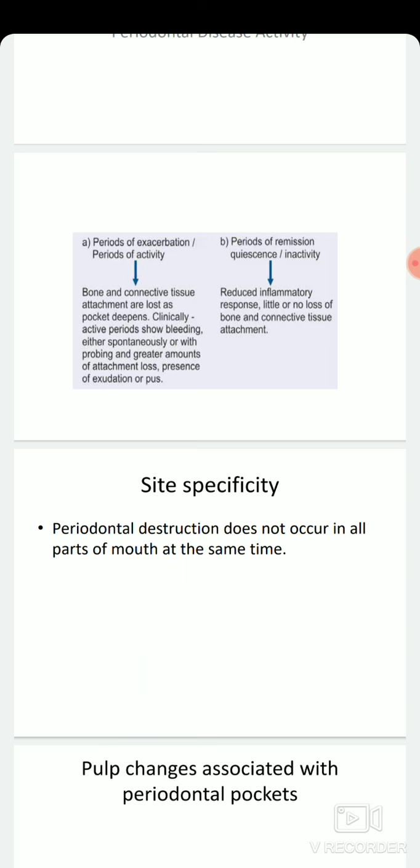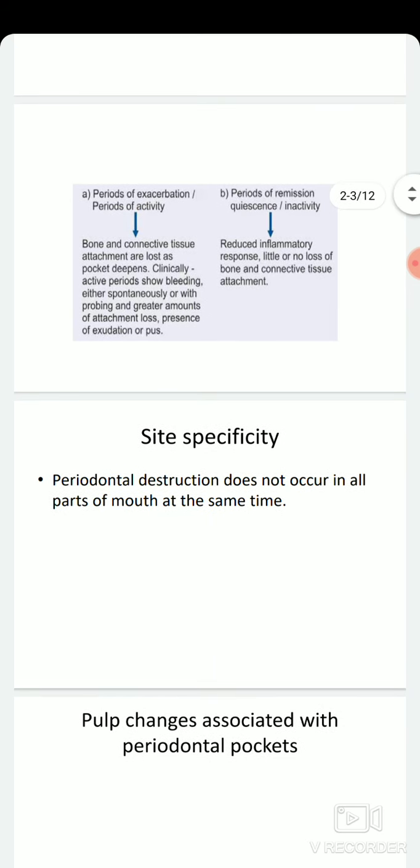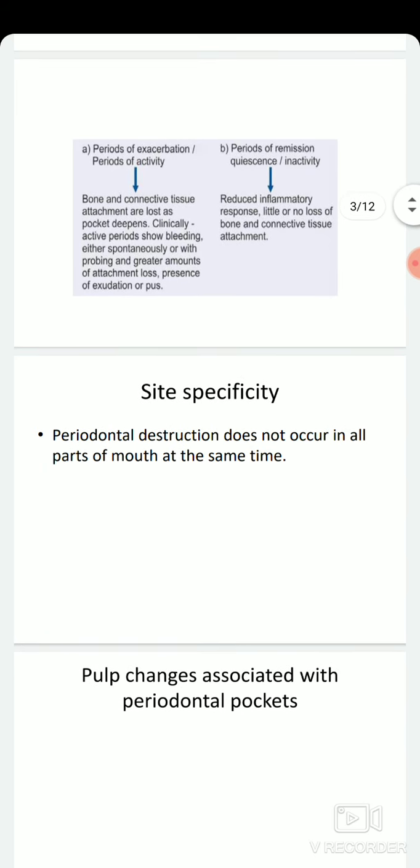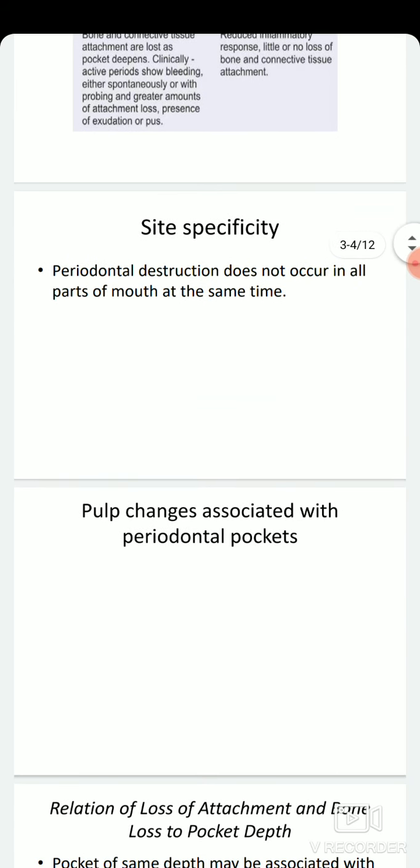and quiescence. So during these periods of remission and quiescence, gram positive bacteria proliferate and a more stable condition is established. The periods of quiescence and exacerbation are also known as periods of inactivity and periods of activity. Active lesions and inactive lesions.